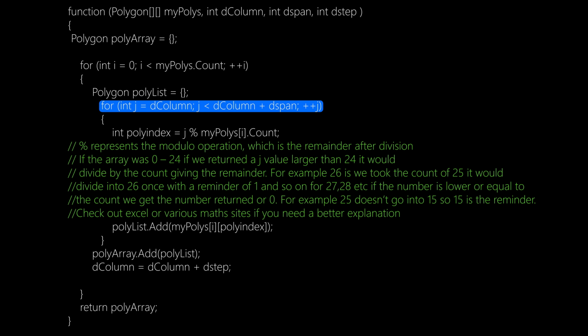So if I decide that in the polygon model I want to grab a span of, say, 2 or 4 polygons, depending on how wide that strip is, it's the column plus the span, and then we iterate that each time by j.